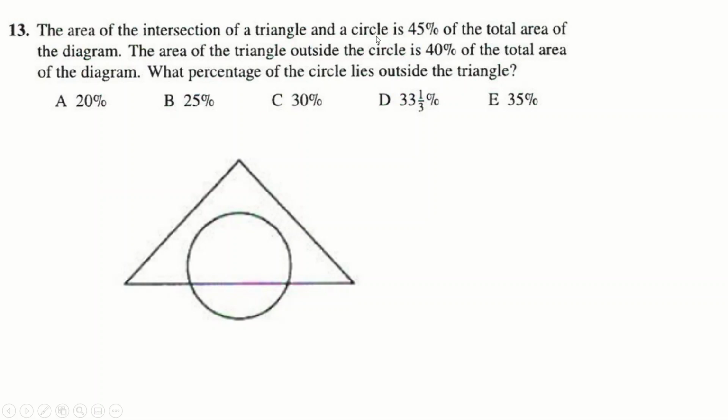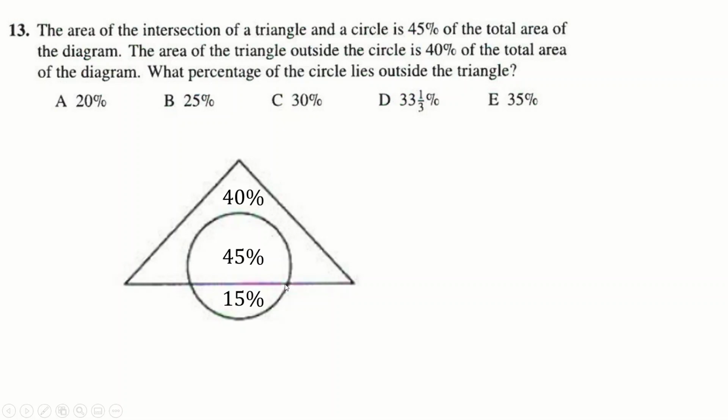13. So 45% is the intersection of the triangle and the circle. So that's this area here. That's 45% of the diagram. Outside the circle is 40%, so this area here is 40%. Now, of course, 40 plus 45 is 85, which means 15% of the shape is left, so that must be down here, 15%. What percentage of the circle lies outside the triangle?